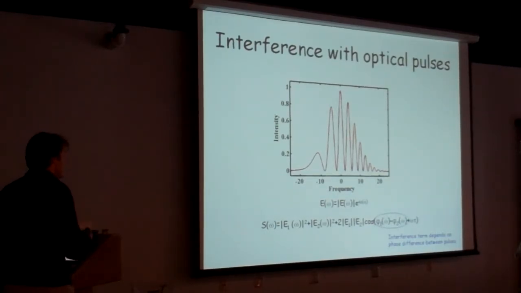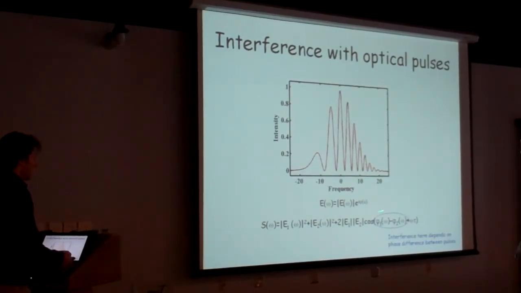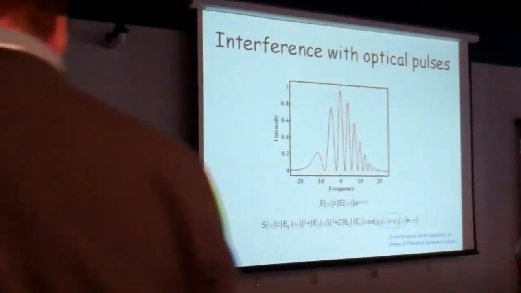And this is called spectral interferometry. It's a well-known technique used to characterize short laser pulses. And all you need to know is how to characterize a reference pulse.